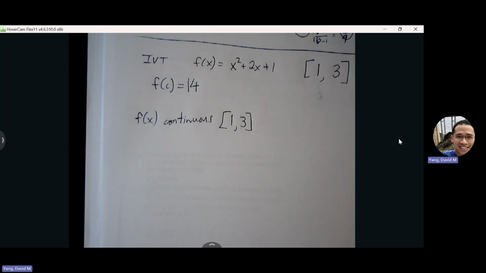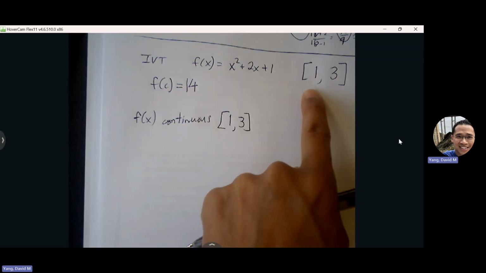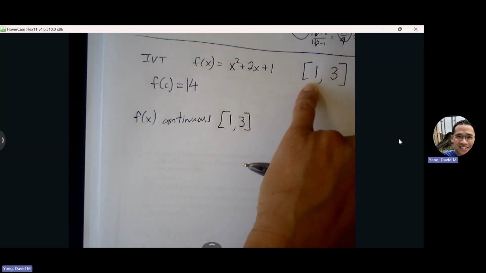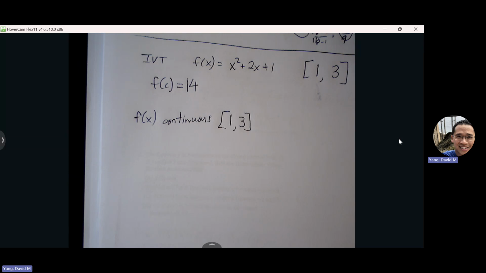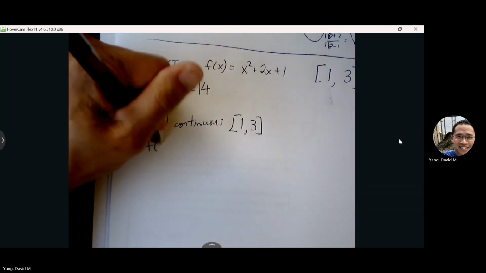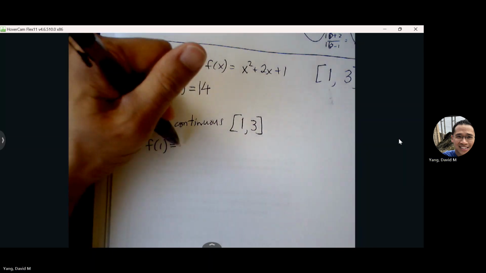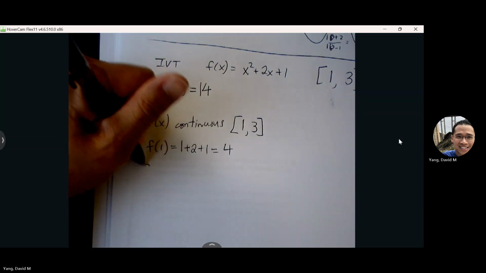Next up, we have to consider the endpoints, the y values of the endpoints. The hope is that one y value will be lower than 14, and the other y value is greater than 14. It doesn't have to be in that order. It could be larger to smaller, but we just need two endpoints on both sides of 14. So plug one in. Plug three in.